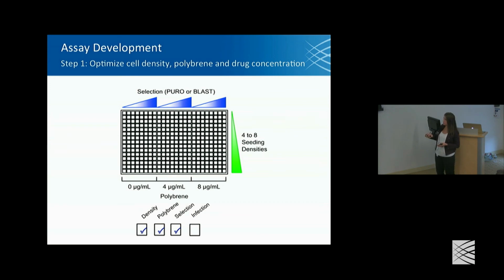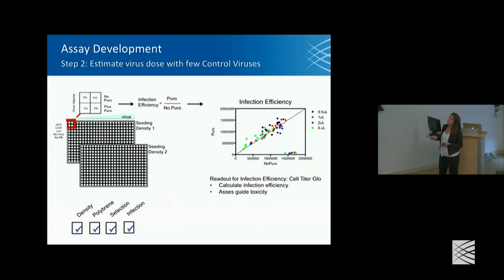You obviously want a control here, so you don't want any polybrene, to see if there are any toxicity effects in the other doses. And then up on the top here, in these 3 quadrants, we're going to have a selection of puro and blast, and we can have the drug dose increase in these 3 sections. What's really nice about this is you can just use one plate to optimize all 3 of these variables at once.